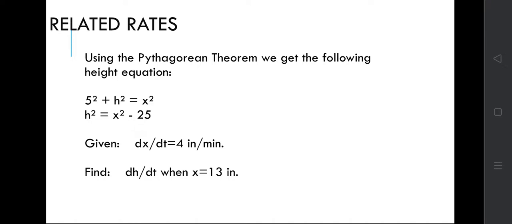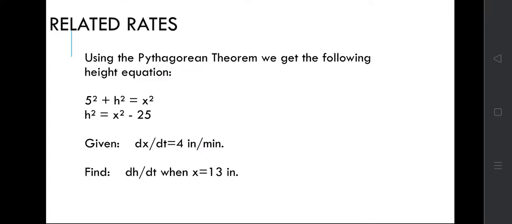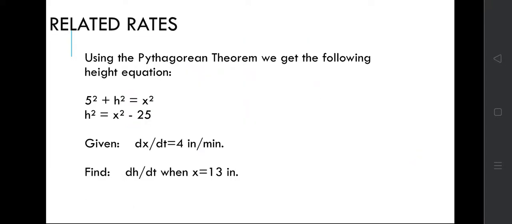Using the Pythagorean theorem, we get the following height equation. 5 squared, ito, plus h squared, ito, is equal to x squared, ito. So, h squared is equal to x squared minus 25, and that is the working equation. Given umano, dx over dt is equal to 4 inches per minute, and ang kailangan natin mahanap is dh over dt when x is equal to 13 inches.